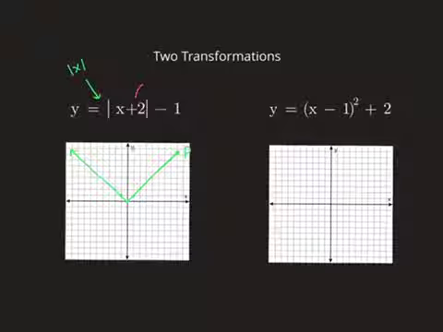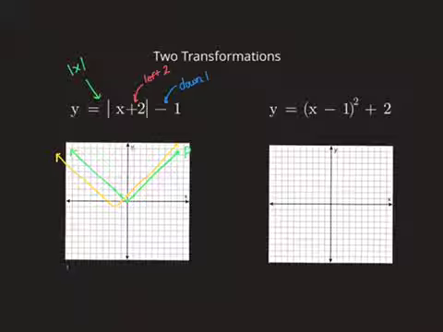Now this +2 is inside grouped with the x, so this is going to move everything to the left 2. And then this -1 on the outside, not grouped with the x, is going to move everything down 1. So I'm going to take all of these points, I'm going to move them, and I can do this in one step, to the left 2 and down 1. And so here is my new graph. Again, shape is the same, size is the same. It's just everything has been shifted to the left 2 and down 1.